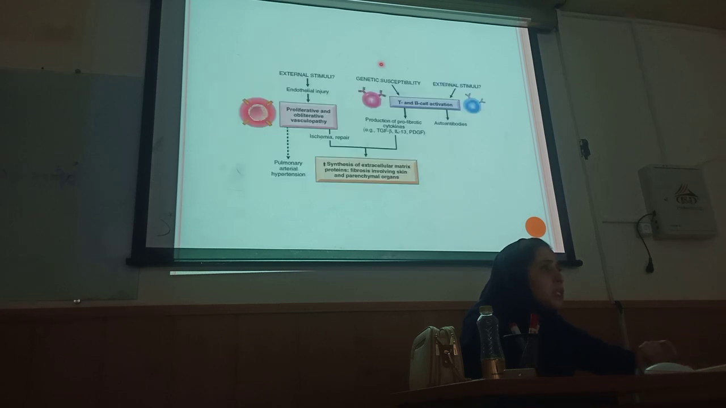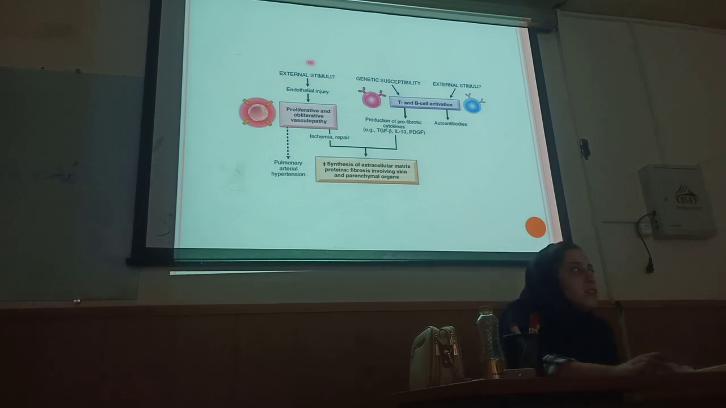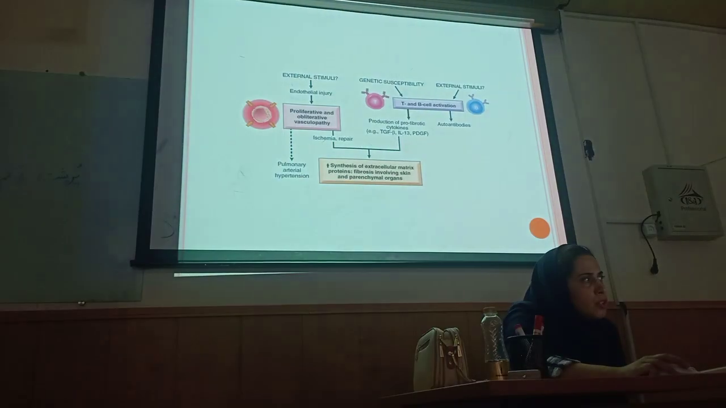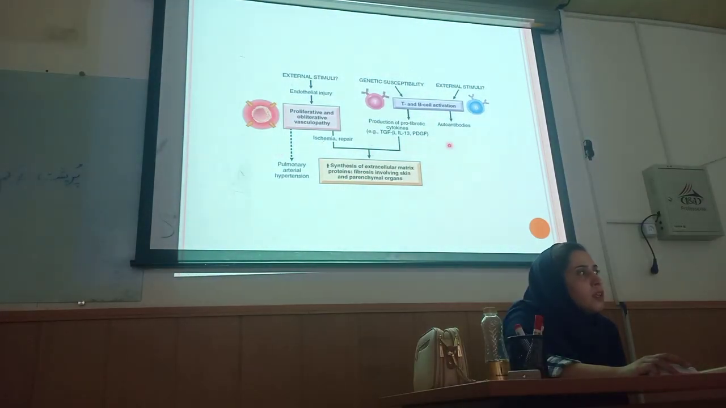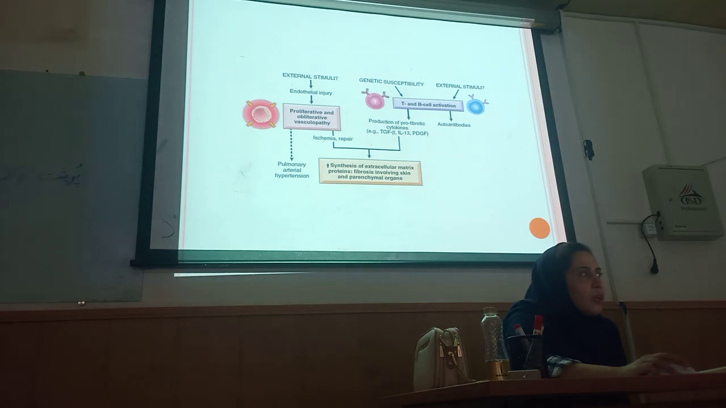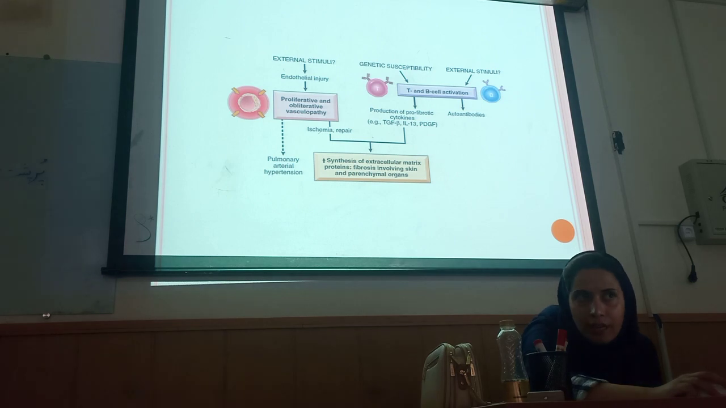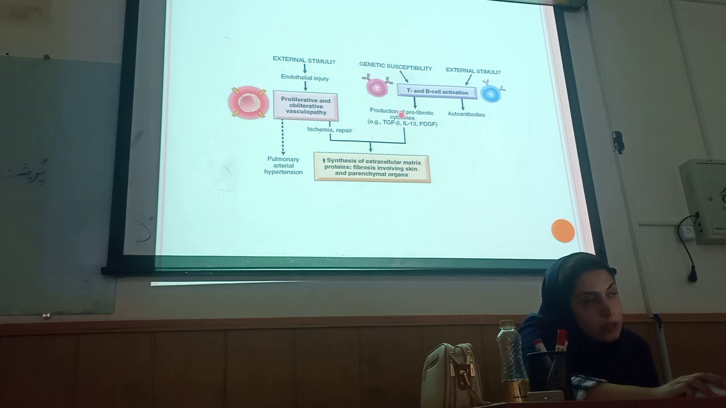And so this is the model of pathogenesis. What do we see here? Everybody, what is the external stimulus? We do not know. Anyway, we have endothelial injury, and we have obliterative vasculopathy. So we may have pulmonary artery hypertension, and we have ischemia, and in repair we have fibrosis. And also we have genetics. And we have some external stimuli which we do not know what they are.